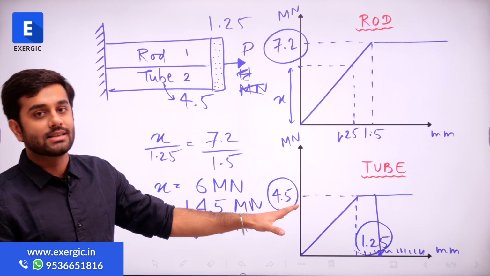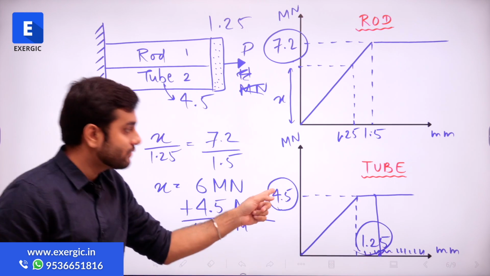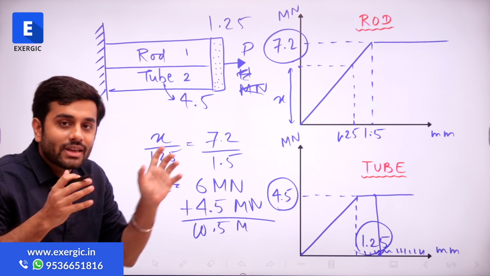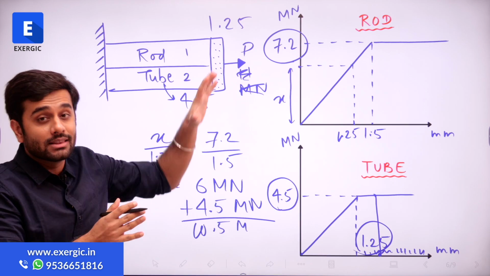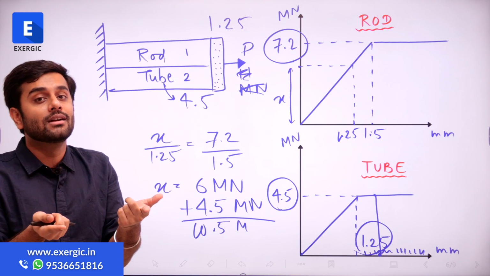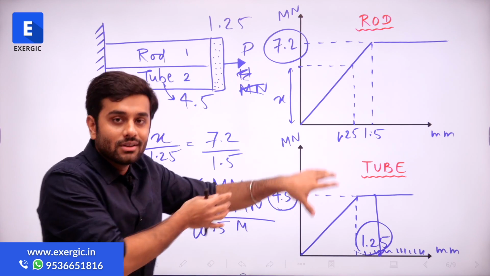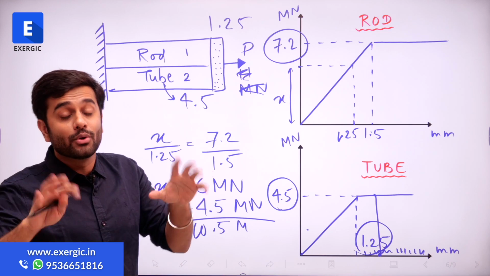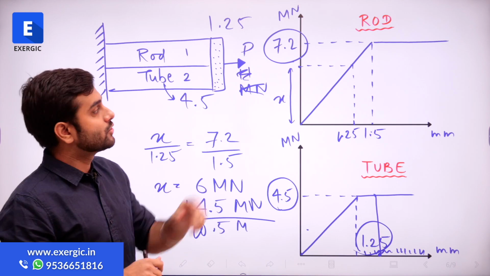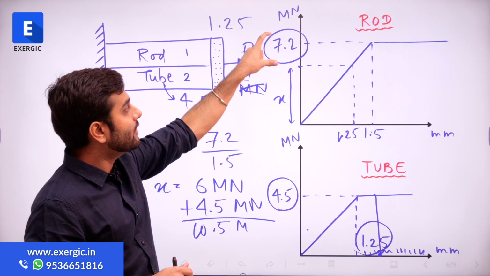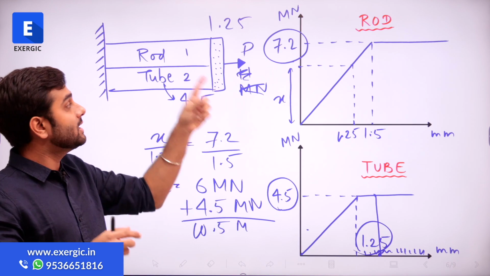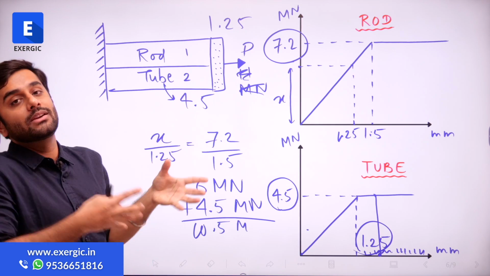In the graph we can see that at 1.5 also this value is existing, right? So we have considered that in this analysis. We are considering the elastic zone also, the plastic zone also. This is the beauty of this approach, right? So at 1.5 mm, 7.2 plus 4.5, this is the net load that individually they will resist.